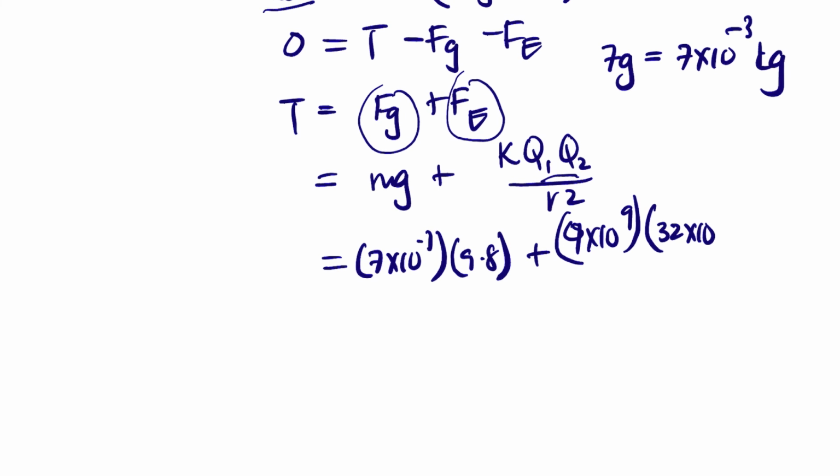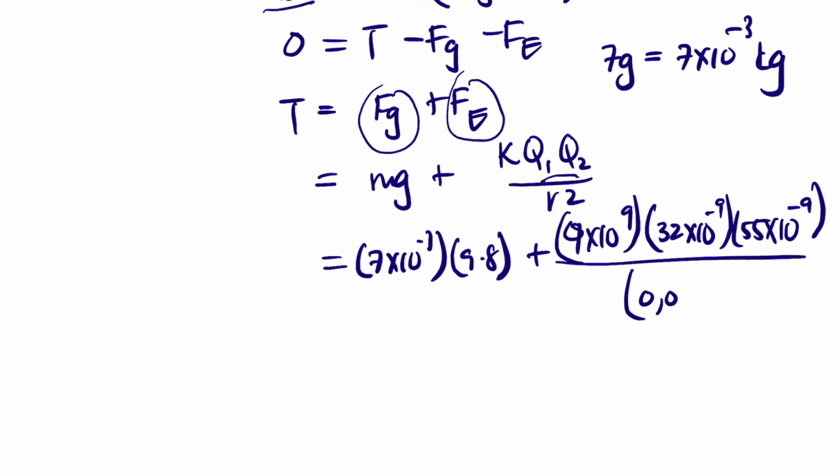32 times 10 to the power negative 9 and 55 times 10 to the power negative 9, and then the distance is 2.5. That distance between them is 2.5 centimeter. You have to divide by 100, which is going to be 0.025 squared. So if you punch the entire thing in the calculator, it will give you the answer. You can do it separately as well.